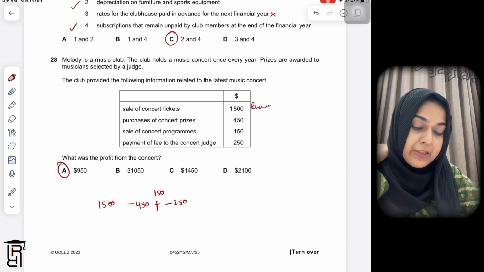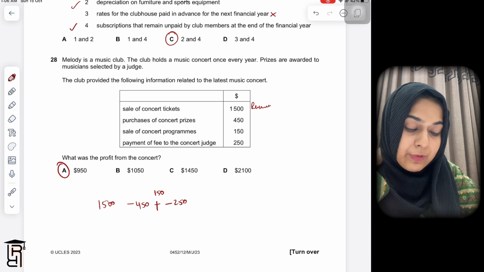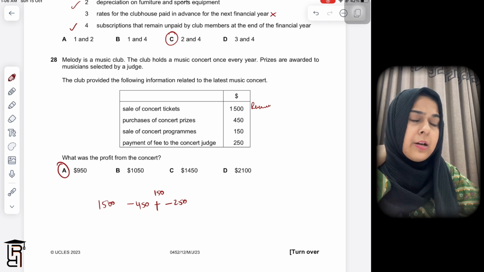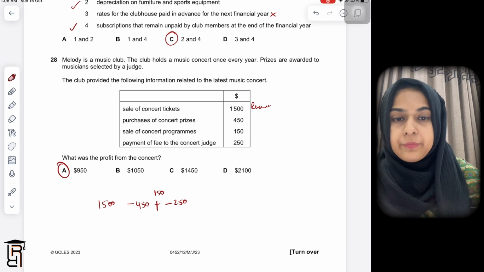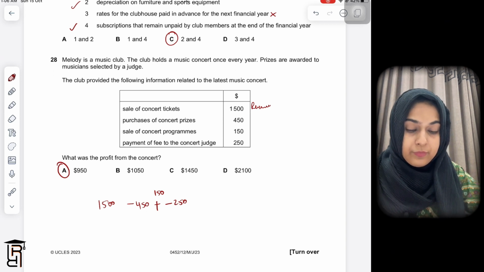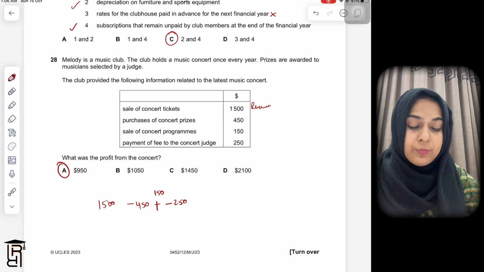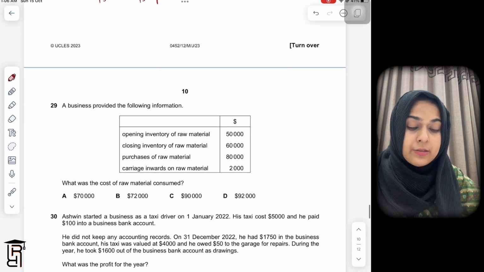So 1500 minus 450 is going to be 1050 plus 150 is going to be 1200 minus 250 is going to be 950. So 950 is your answer, that is answer A.